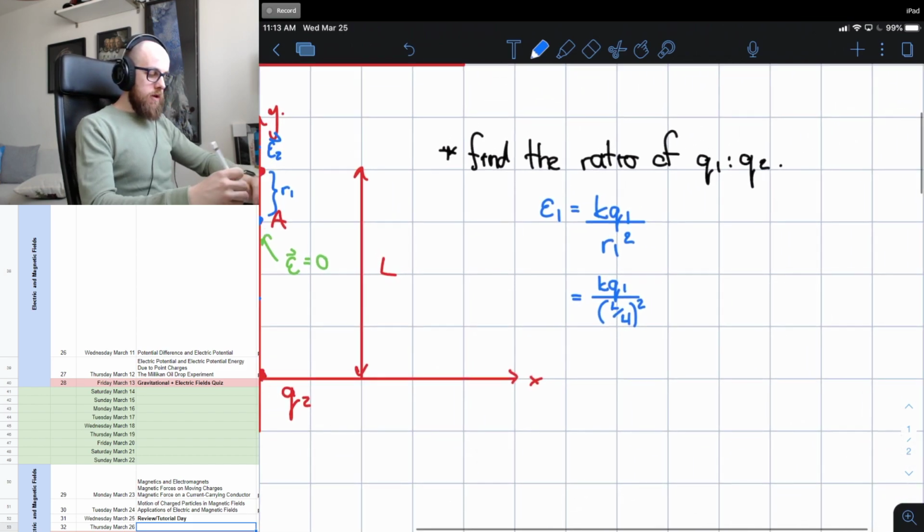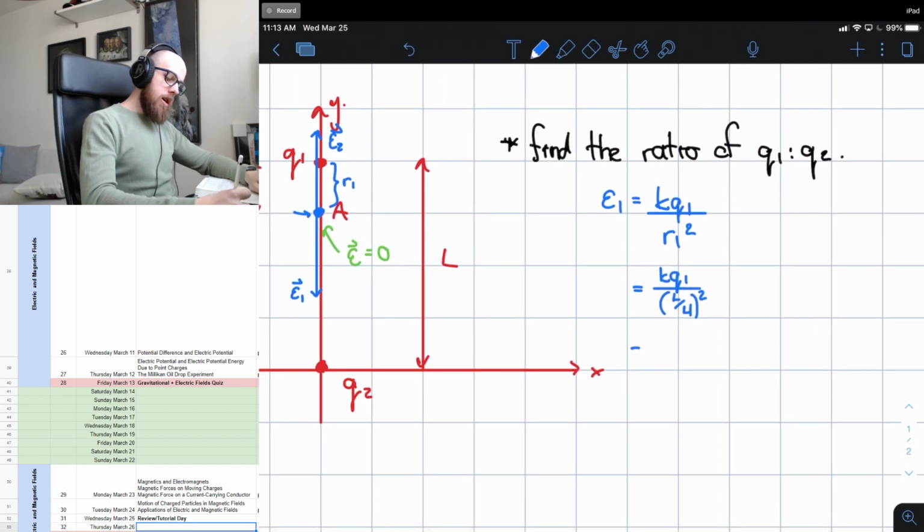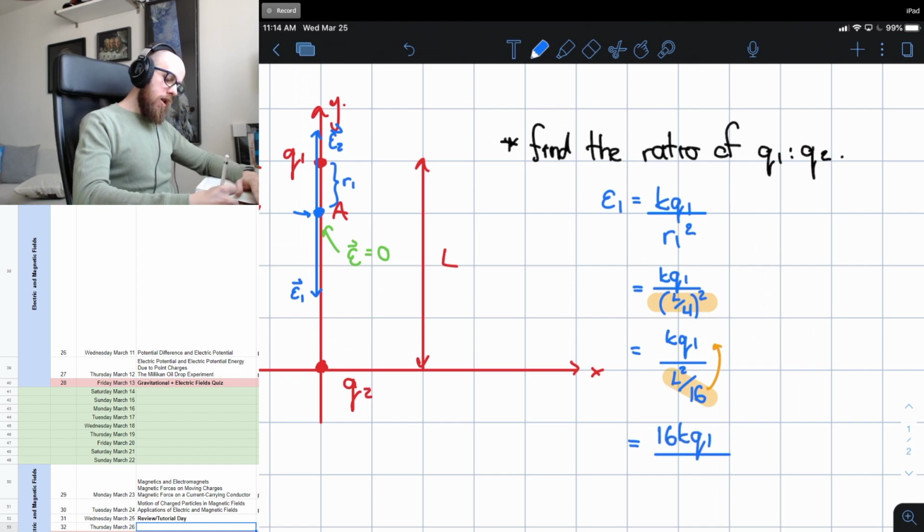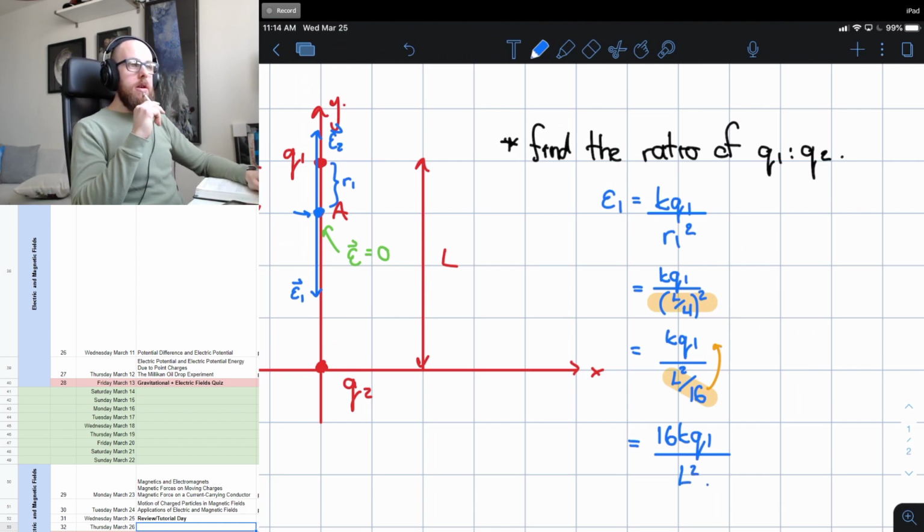I can do a little bit of simplification here. I can expand out the bracket in the denominator to make that look a little nicer. So I get K Q1 over L squared over 16. Right now this is kind of messy because I have a fraction within a fraction, so I'm going to flip the 16 up to the numerator to remove that. So E1 is equal to 16K Q1 over L squared.